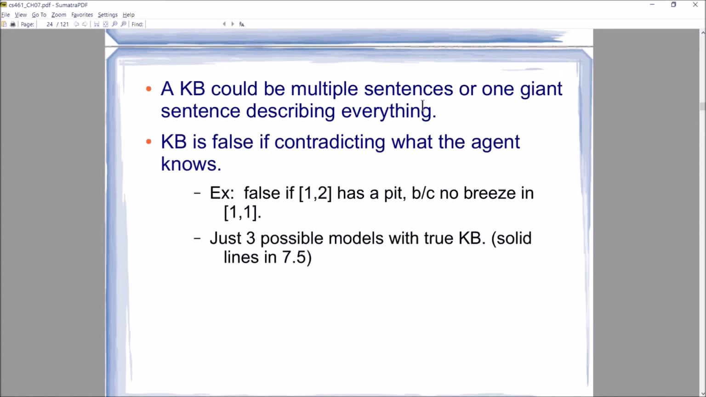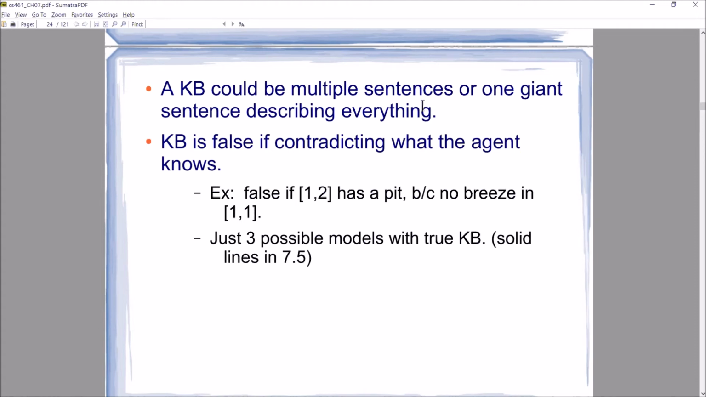Okay, now a knowledge base could be multiple sentences or one giant sentence describing everything. Hanks and Martinez, that's one fact, that's one sentence. You're watching this video, that's another sentence. CSUEB is in Hayward, that's another sentence, right? So that's one possible way. That'd be one knowledge base, one set of sentences.